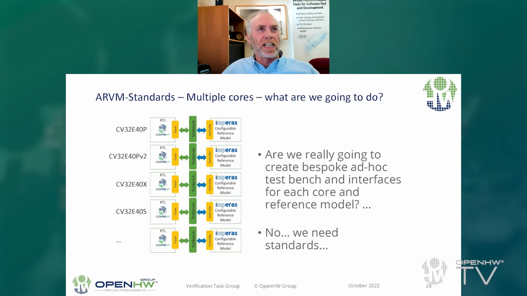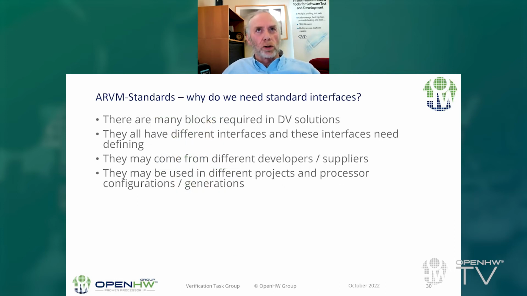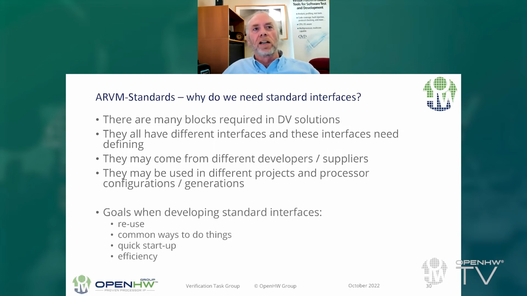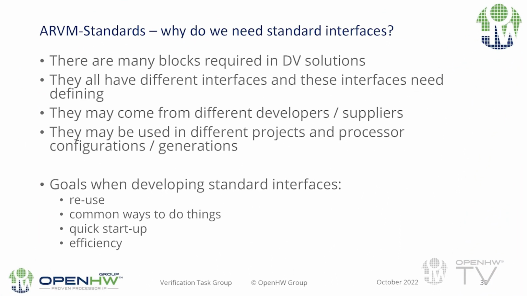That's why we need standards. We need standards which will allow us to be efficient in what we do here. And there are many blocks that are required. They're all going to have different interfaces, requirements in there, and these interfaces need defining. And they're going to come normally from different developers, different suppliers, different teams who need these things to interconnect, and then they're going to be used in different projects with different configurations. So that's why we need these interface standards. And the goals of developing these standards are about reuse, to do things in common ways so it's easy to understand, to be able to use them quickly and efficiently. So there are a lot of goals for developing standards, and it's about interconnecting things.